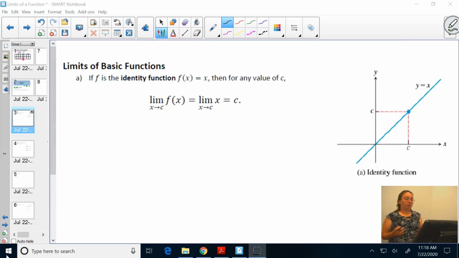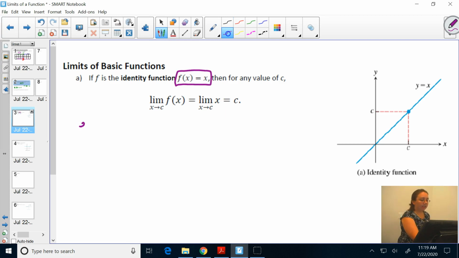Alright, so now what we want to do is start building up some tools, some basic functions that can help us simplify the process of finding limits. One of the simplest functions we can talk about is the identity function. The identity function is this guy right here, f of x equals x.